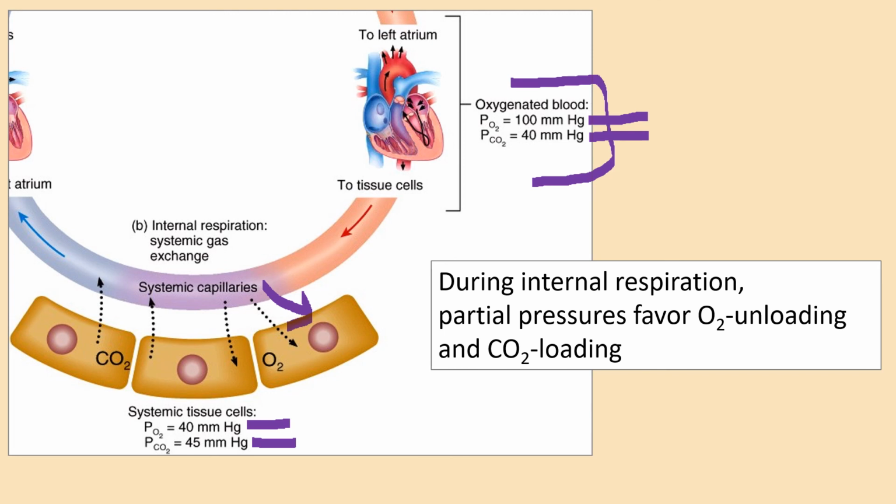And so it's a less steep gradient, but it's a gradient nonetheless. 45 is bigger than 40. And this favors the movement of carbon dioxide out of the interstitial fluid and into blood that's in the systemic capillary. This is called carbon dioxide loading as carbon dioxide enters the blood.